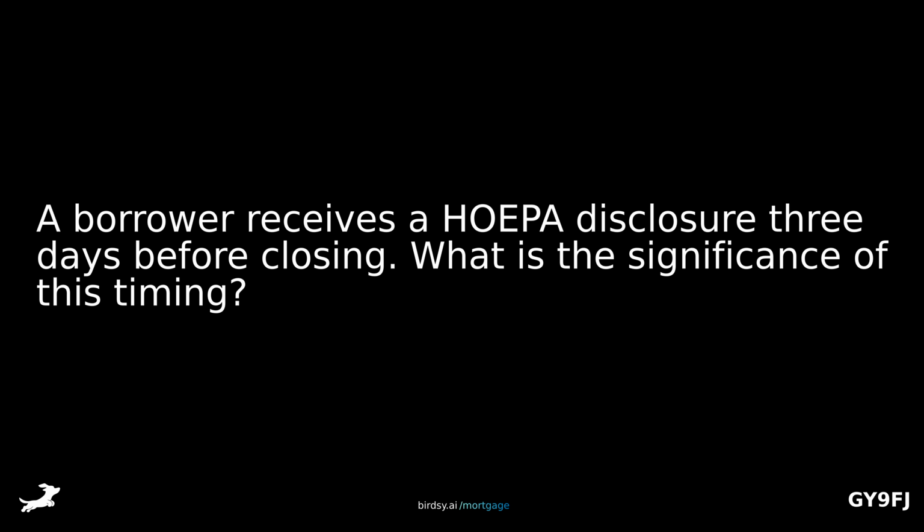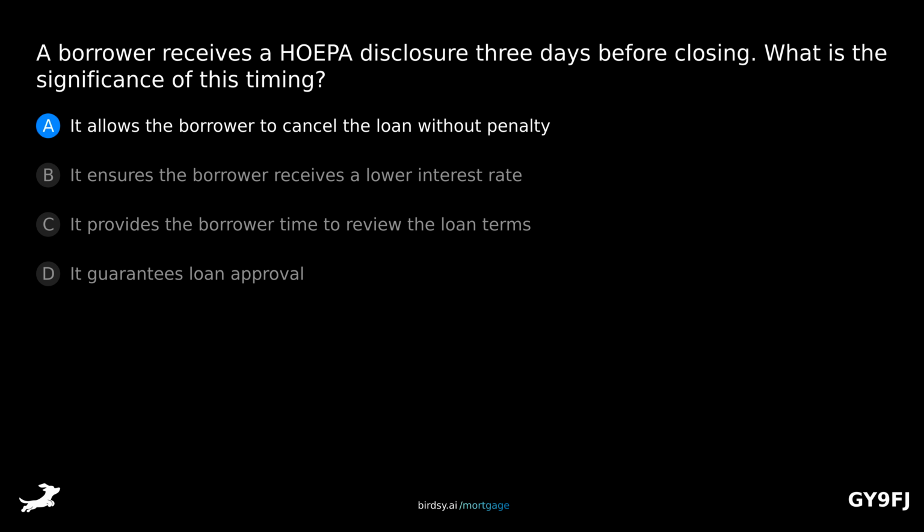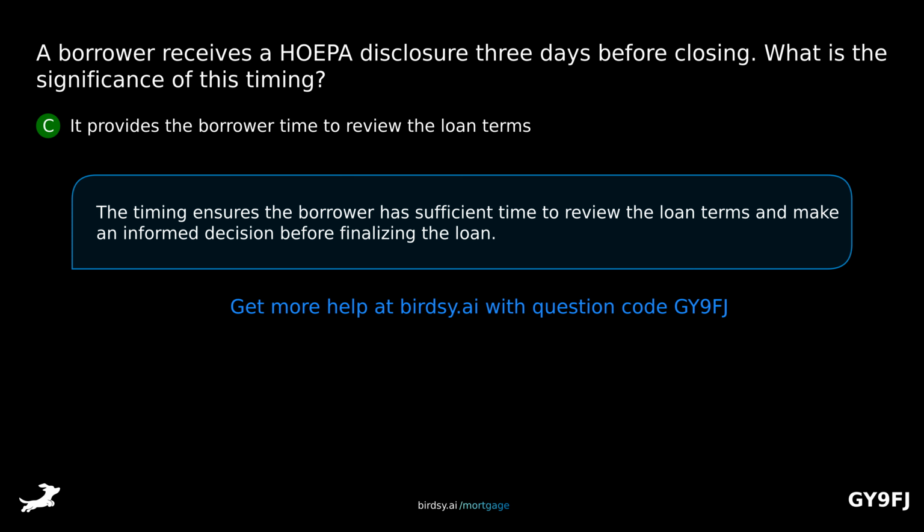A borrower receives a HOEPA disclosure 3 days before closing. What is the significance of this timing? Is it A, it allows the borrower to cancel the loan without penalty, B, it ensures the borrower receives a lower interest rate, C, it provides the borrower time to review the loan terms, or D, it guarantees loan approval? The answer is C. It provides the borrower time to review the loan terms. The timing ensures the borrower has sufficient time to review the loan terms and make an informed decision before finalizing the loan.